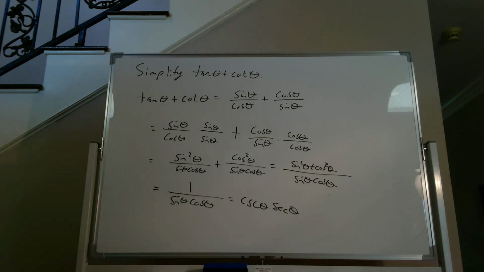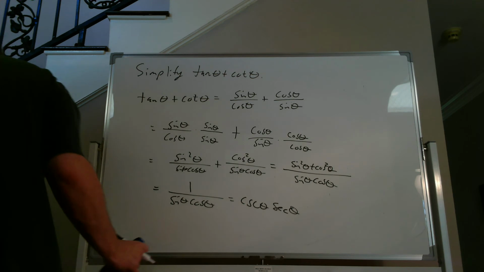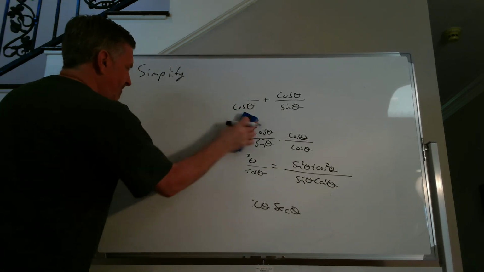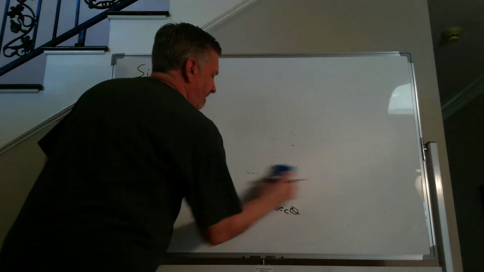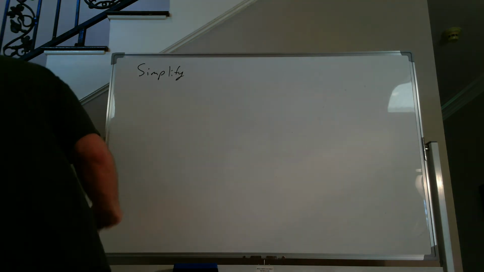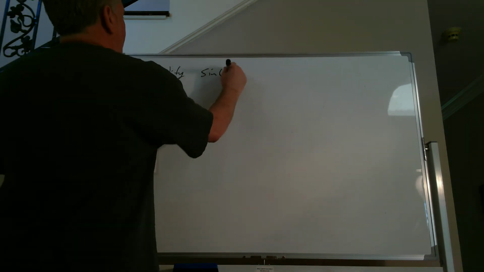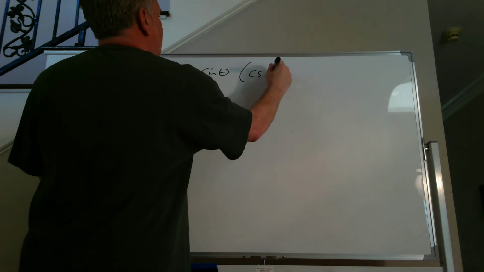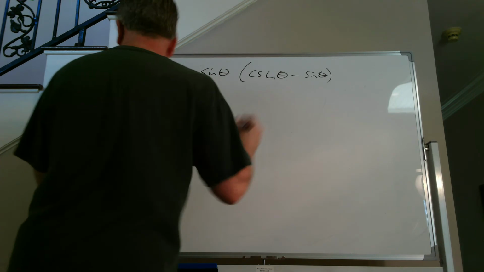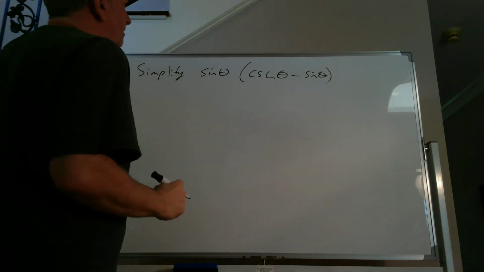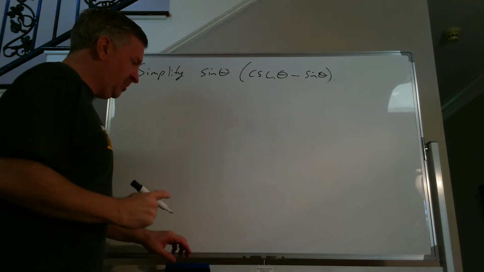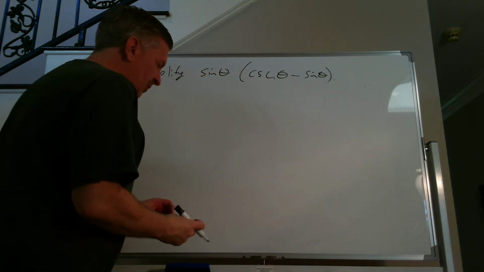Okay, so on the next page, we just have several examples to do of this same type, just trying to simplify. It says simplify sine theta times cosecant theta minus sine theta. So think for a second what you might consider doing first on this problem.